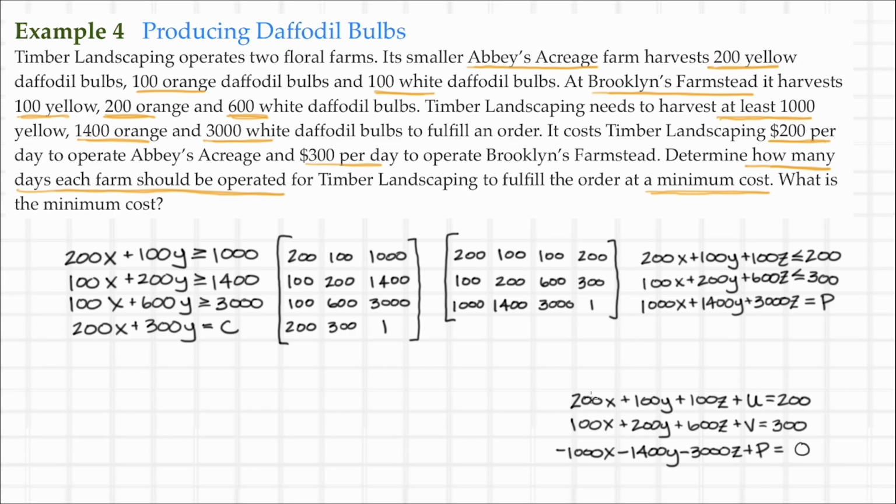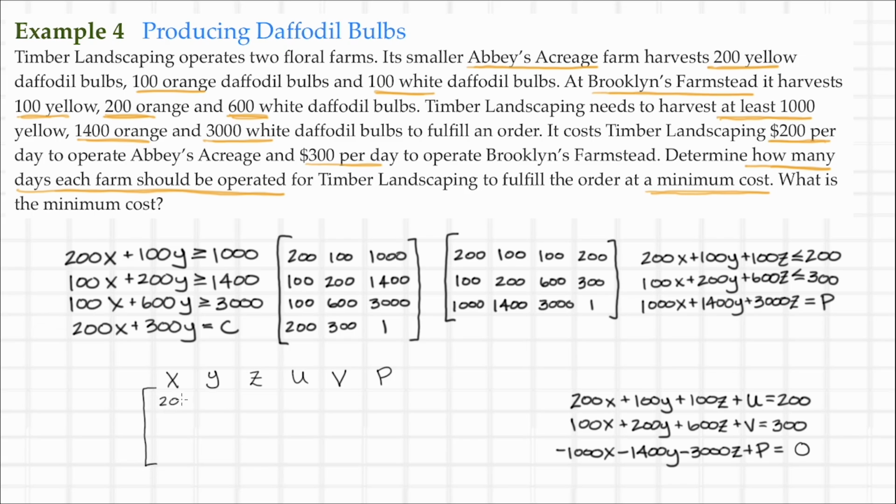Now that we have the dual problem written with slack variables, we can build the simplex tableau, which we use to solve. So we'll go x, y, z, our slack variable u, slack variable v, and our objective function, and put in a bracket.